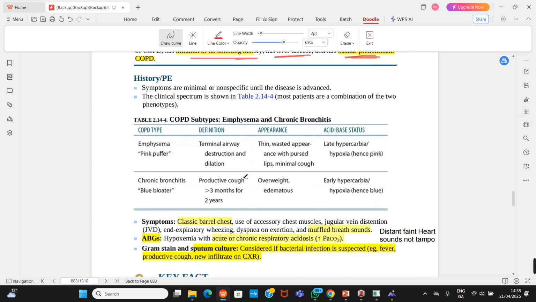So now, what are the subtypes? We have talked about it: emphysema, chronic bronchitis. And we have said that chronic bronchitis is a what? Is a clinical diagnosis. This one is a pathologic diagnosis.